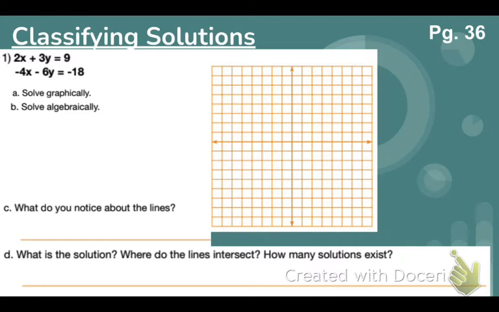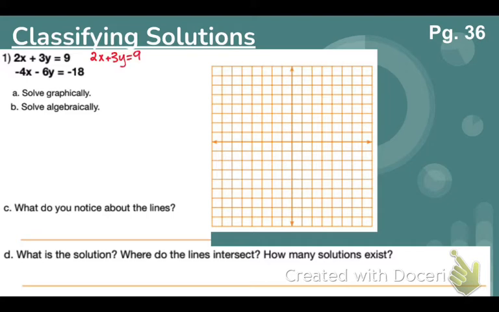So at the top of page 36, we have two linear equations. We have 2x plus 3y equals 9, and negative 4x minus 6y equals negative 18. And the first thing we want to do is solve it graphically. So what do we want to do to that top equation so we know how to graph it? What kind of form do we want it in? Yeah, we're going to want to put it in y equals mx plus b form.